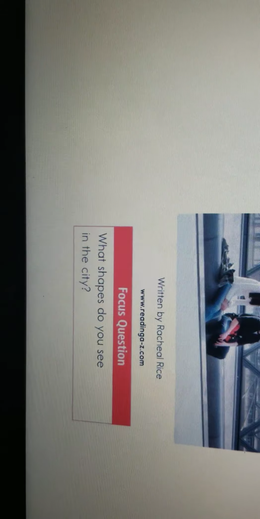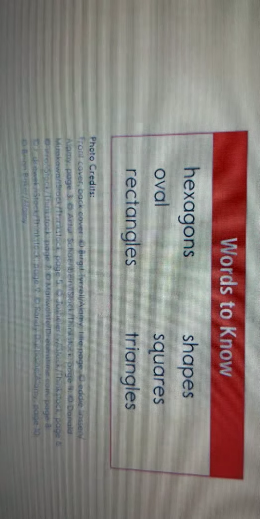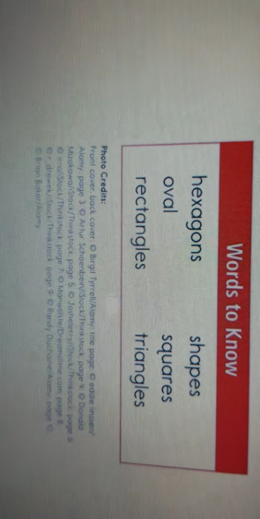Our question for today is, what shapes do you see in the city? This is what you're going to focus on as I read this story. We're going to learn some new words. Hexagon, oval, rectangle, shapes, squares, and triangles today. Look around the city. What shapes do you see? As you're looking at this picture, you see several shapes.